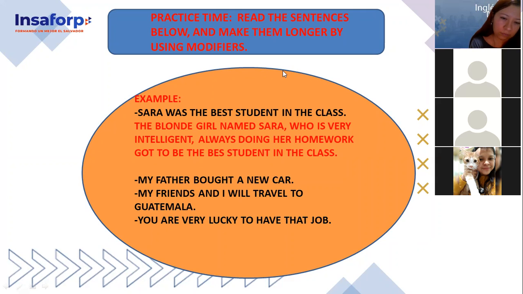My father was very happy because he bought a new car. Mm-hmm. Yes. Y ahí hice una modified sentence, Juan. ¿Ya ves? Muy bien. Okay. Una más entonces, Juan, por haberse tardado. ¿Me falta una? Es correcto.